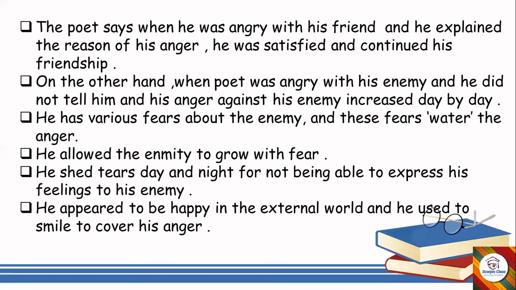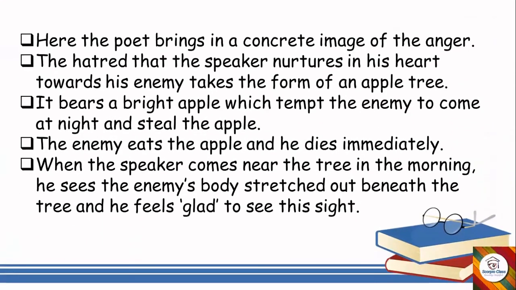Then here the poet brings in a concrete image of the anger. The hatred that the speaker nurtures in his heart towards his enemy takes the form of an apple tree. So here the poet is giving an example of an apple tree. When he is not getting the chance, or is not able to express his anger or clarify, what happens? He nurtures his heart, he takes care of his heart towards his enemy in the form of hatred. He has enmity still inside, but by covering it with a fake smile, he is growing the anger in his heart, and this takes the form of an apple tree.